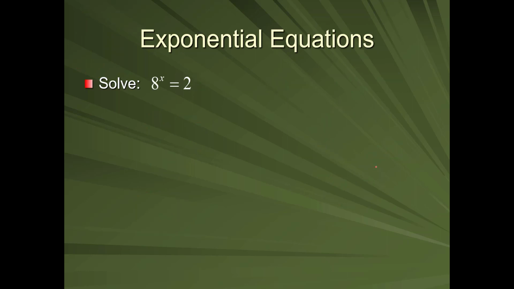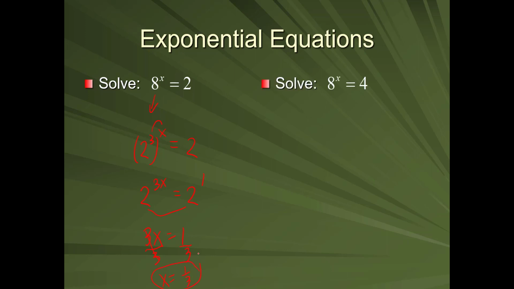Now more equations here. 8 to the x equal to 2. And we know 8 and 2 are not the same base, right? But we can turn them into the same base. 8 equals 2 to the third, so 2 to the third to the x. Now simplify the left hand side: multiply 3 and x, you get 3x. On the right is 2 to the first. Now they have the same base, so 3x equals 1. The exponents must be the same. Dividing both sides of the equation by 3, x equals 1/3.